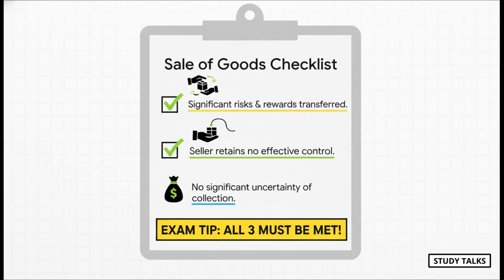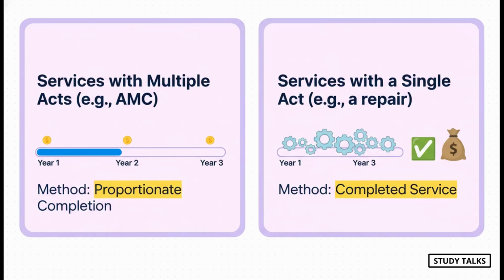For the sale of goods, this is your holy trinity, your 3 commandments. You have to meet all 3 of these conditions. Not 1, not 2, but all 3. The risks and rewards have to be transferred. You can't have any lingering control over the goods. And look at that last one. There can be no significant uncertainty about getting paid. If even one of these boxes isn't ticked, you cannot book that revenue. End of story.